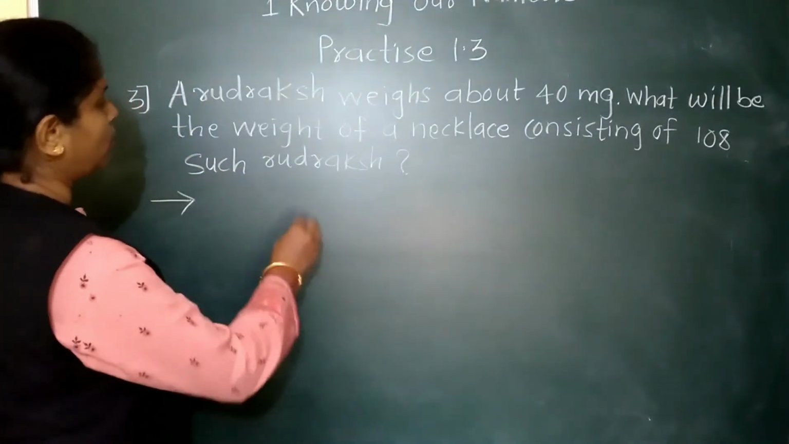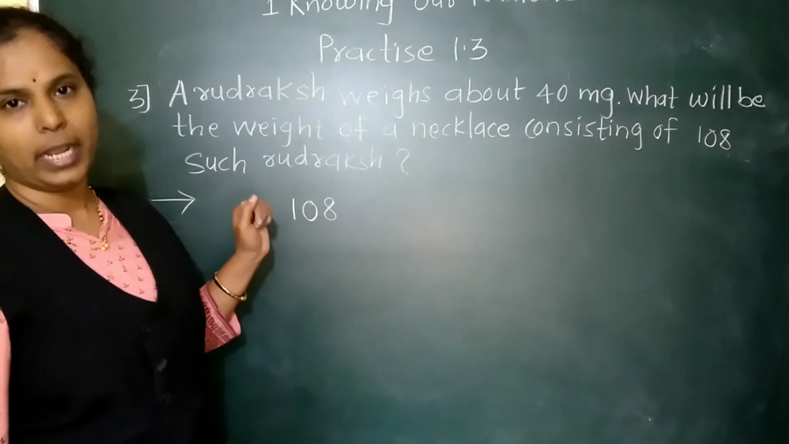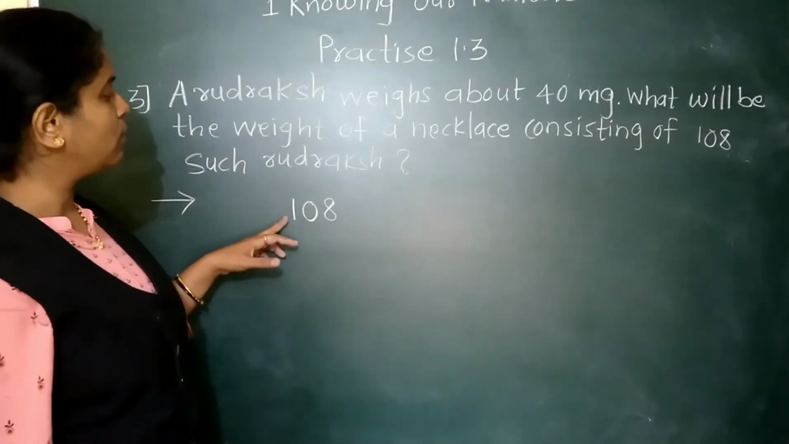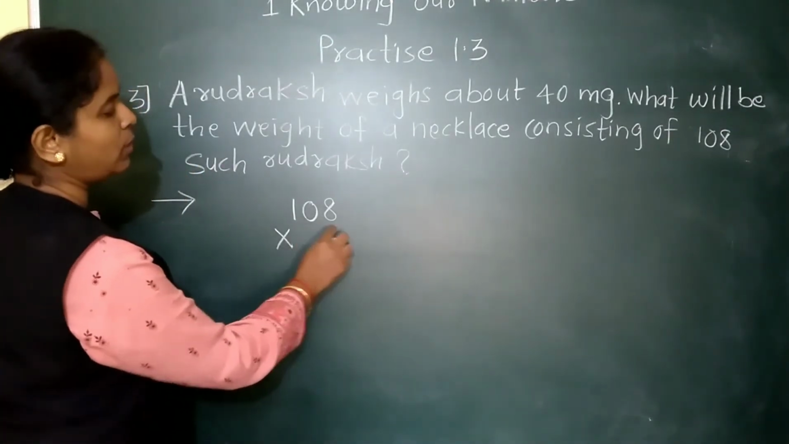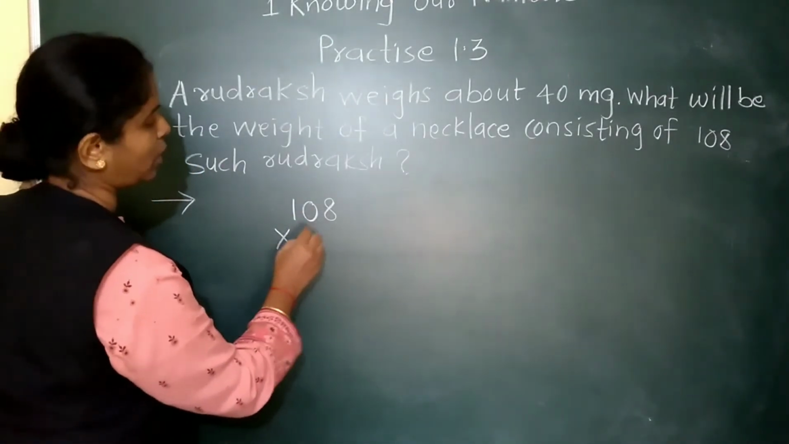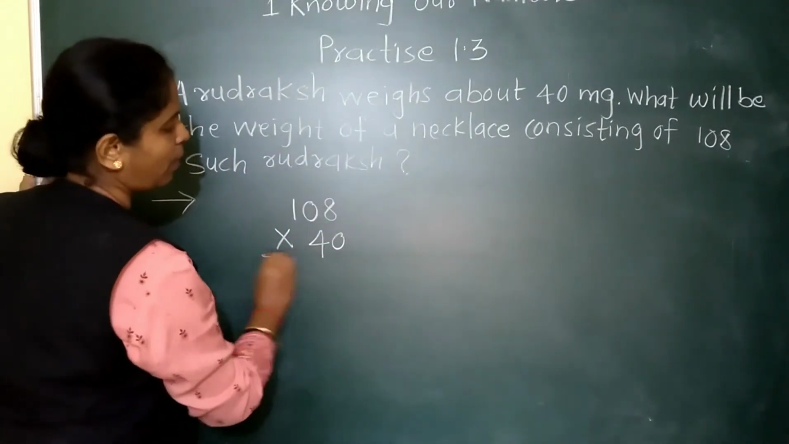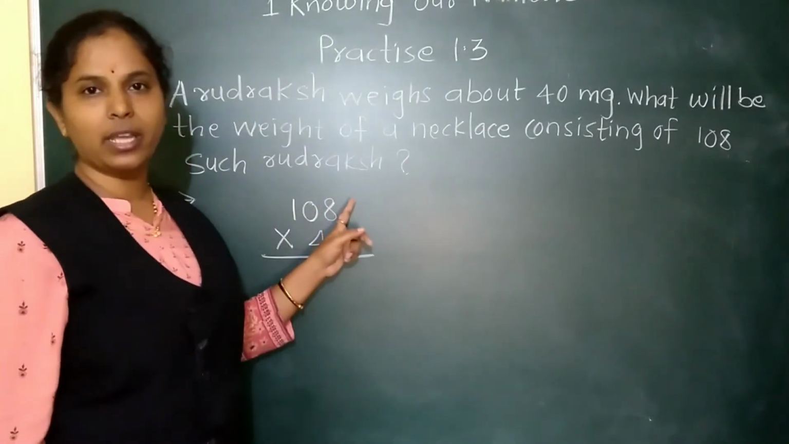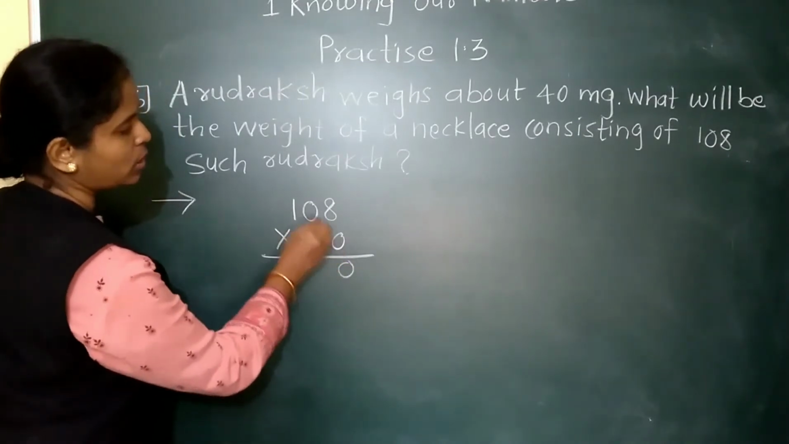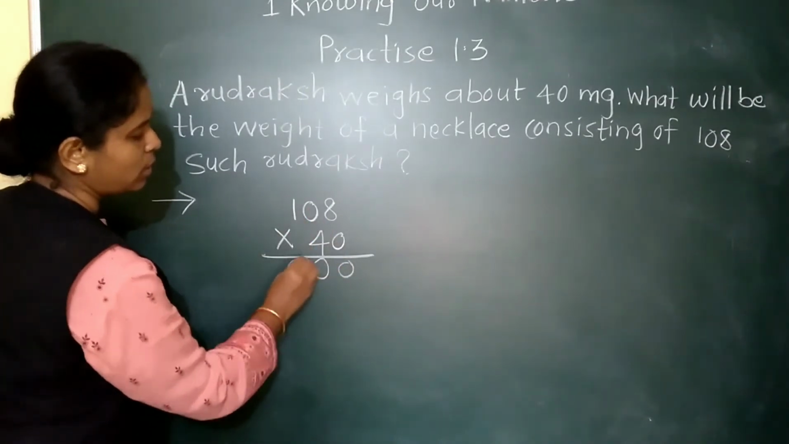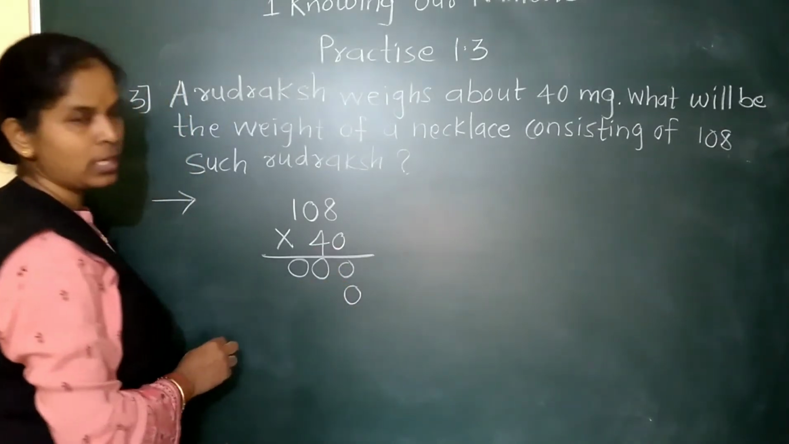Now see, first of all we will find out the weight of the necklace by multiplying the weight of one Rudraksh with 108 such Rudraksh. So what is the weight of one Rudraksh? 40 milligram. And how many such Rudraksh are there? 108. So multiply: 0 into 8, 0, 0 into 0, 0, 0 into 1, 0. Now in the unit place we have to write a compulsory 0.